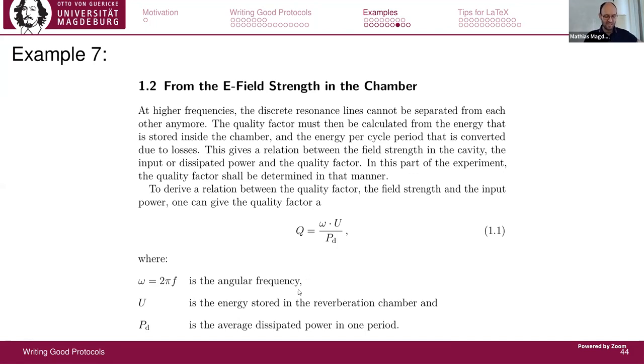And sometimes, if it's helpful for the reader or for the understanding, or if it really matters, if you have some kind of special units, then I would add them here in the explanation and say, this is the angular frequency, and then maybe in parentheses, measured in radians per second or something like this, and energy stored in the reverb chamber in parentheses, in joules, or whatnot. But I would say in general, everyone should know, okay, the energy has this proper unit, the power has this proper unit, and so on.